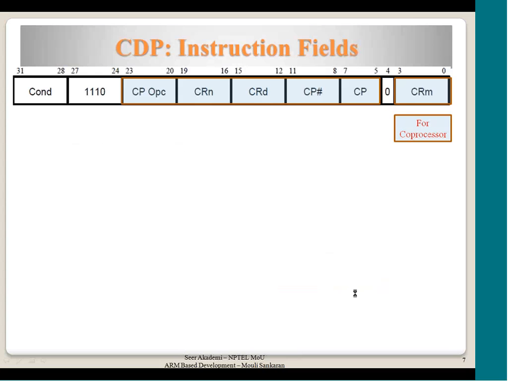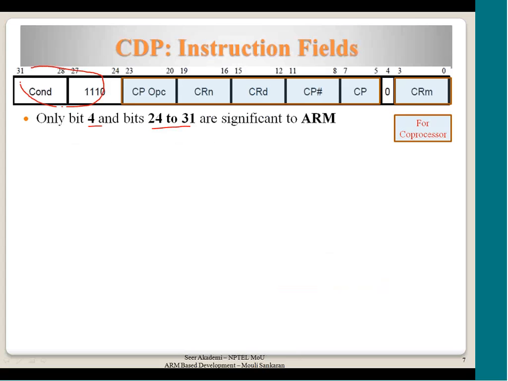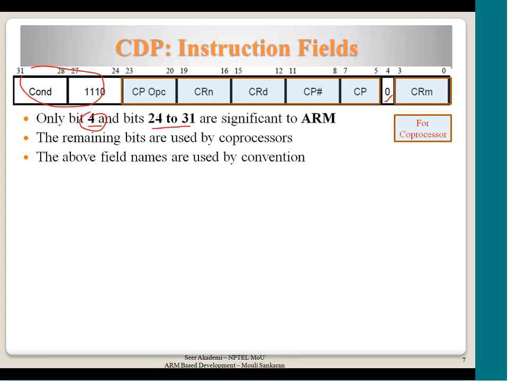That means in the Thumb instruction set you cannot introduce a CDP instruction in between. CDP is a coprocessor data processing instruction. Now I am just explaining the big patterns. Bits 24 to 31, this whole thing is meant for ARM, and bit 4 also is interpreted by ARM. The remaining bits are used by the coprocessor. The above field names are used by convention.